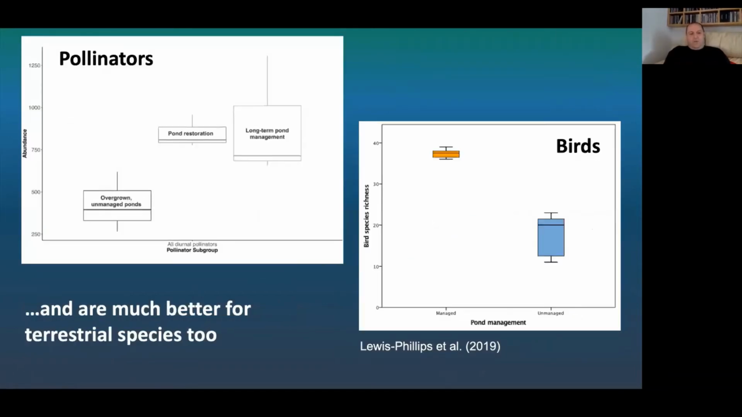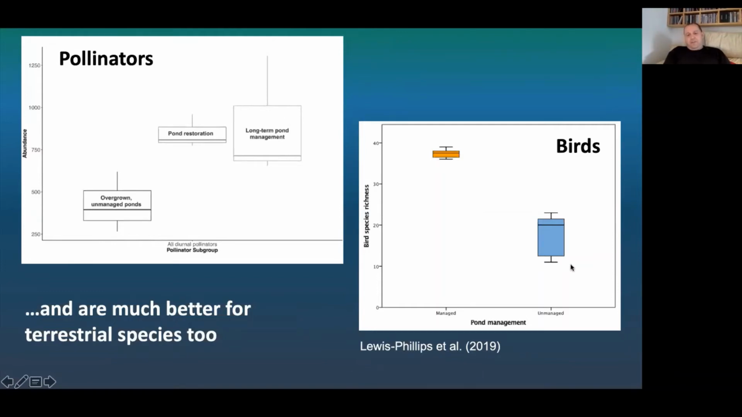And it isn't just the ponds that benefit from that, they're much better for terrestrial species as well. Terrestrial species will obviously come and use these ponds. Species like bats and birds will forage at them. You'll get wildflowers coming next to them as well. So these are the overgrown, unmanaged ponds. These are pollinators. And if you have either long-term pond management or it's been restored, you suddenly get far higher pollinator abundance. So they're almost doubled.